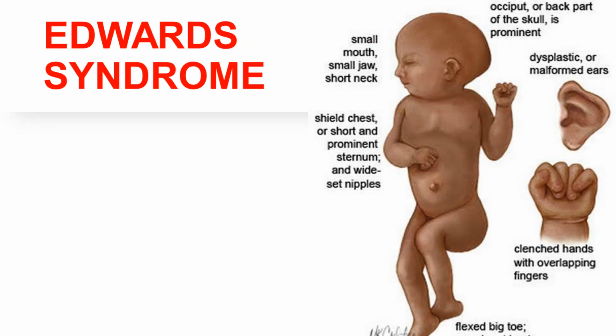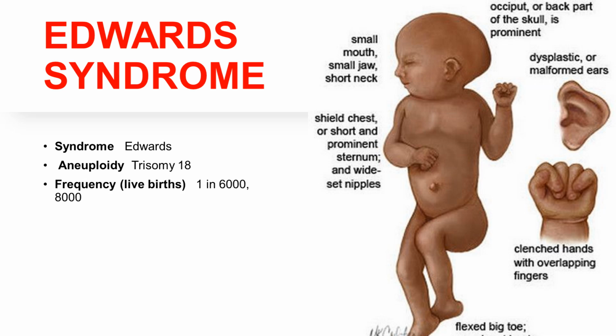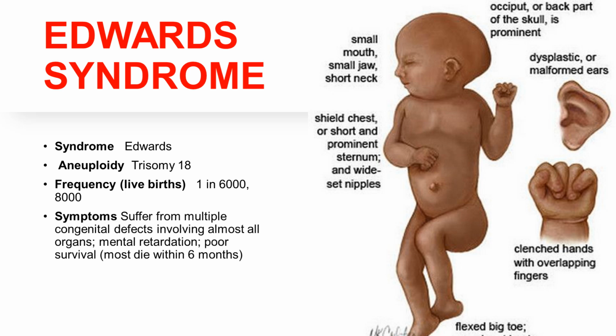Edwards syndrome. Aneuploidy trisomy 18. Frequency, live births, 1 in 6,000-8,000. Symptoms: suffer from multiple congenital defects involving almost all organs, mental retardation, poor survival, most die within 6 months. Remarks: majority are females, prevalence increases with maternal age.